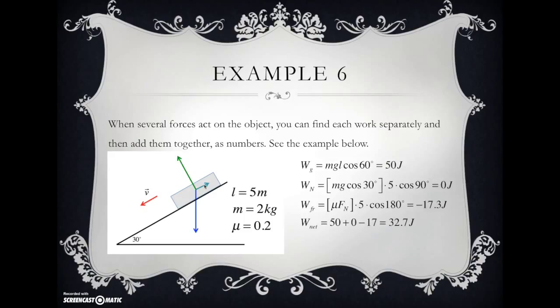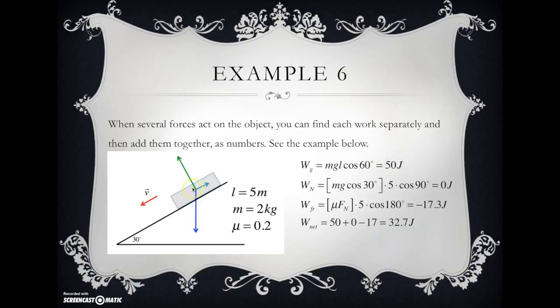So the work of gravity is still 50 joules because nothing changed. It's still 5 meters, it's still 2 kilograms, the angle is still 60 degrees between displacement, or direction of velocity, and the force. So mg times the length times cosine of 60, so that's 50 joules.